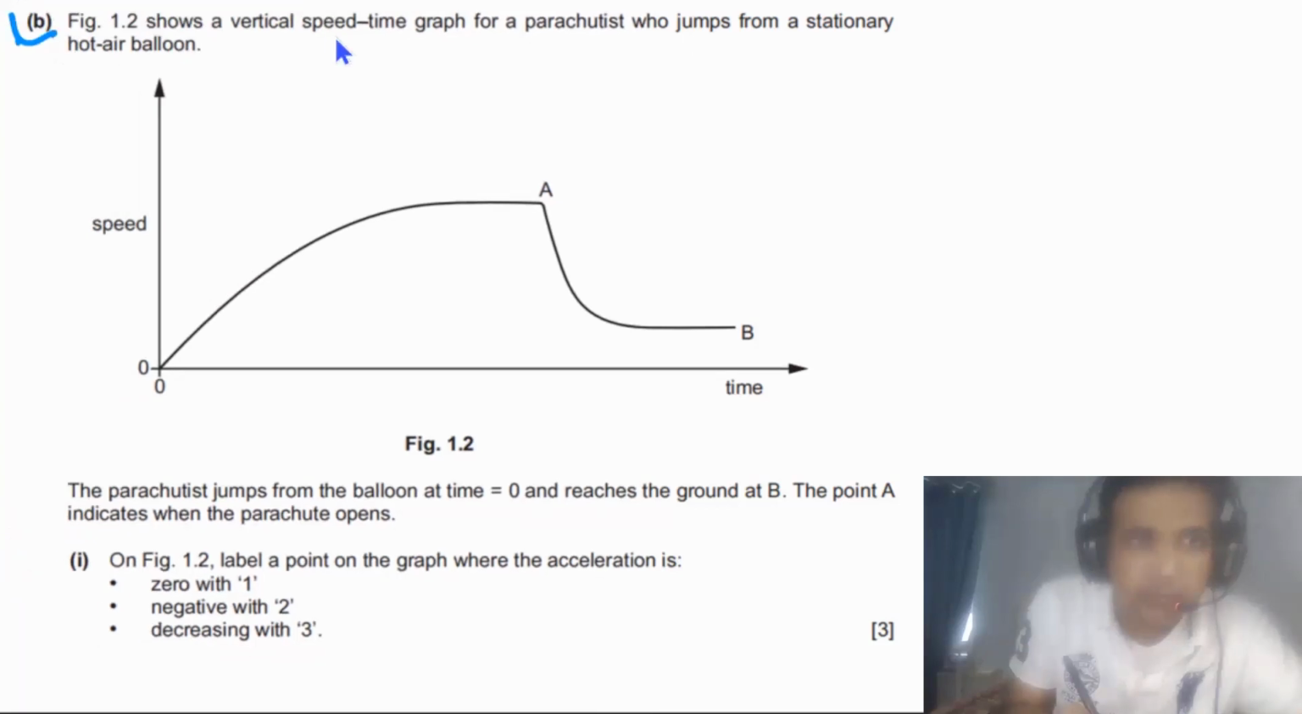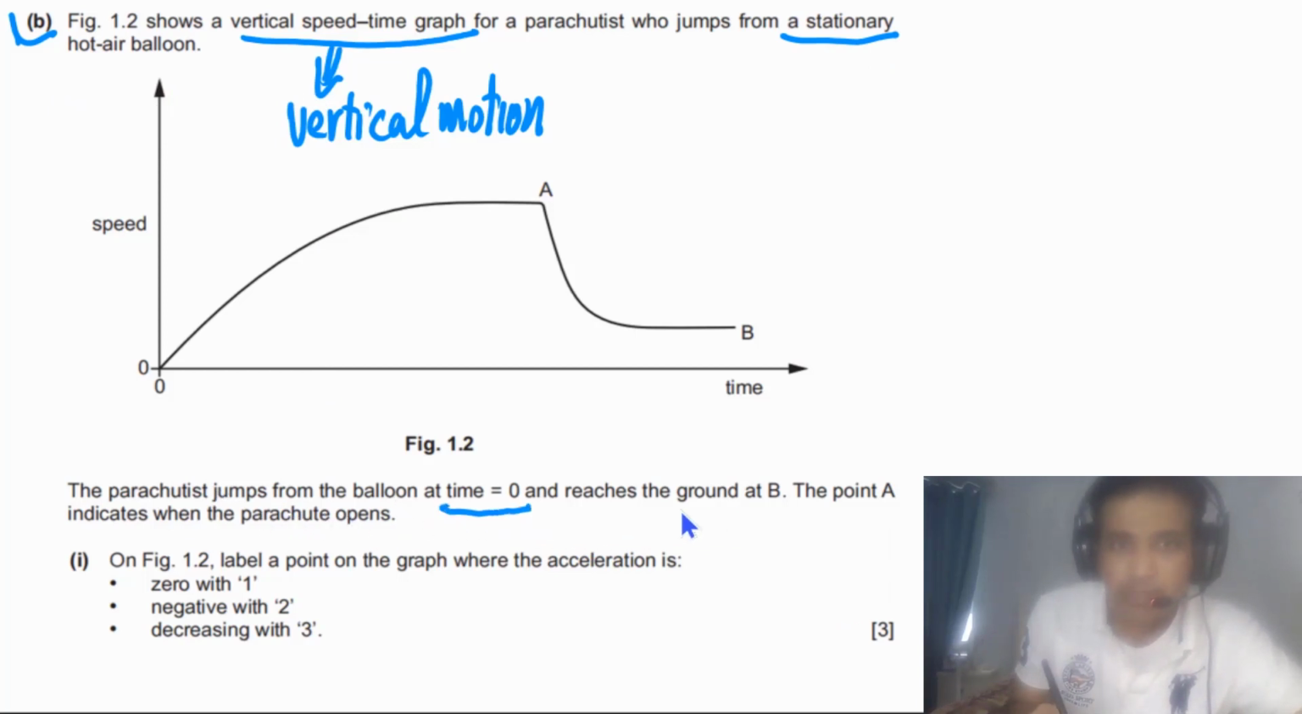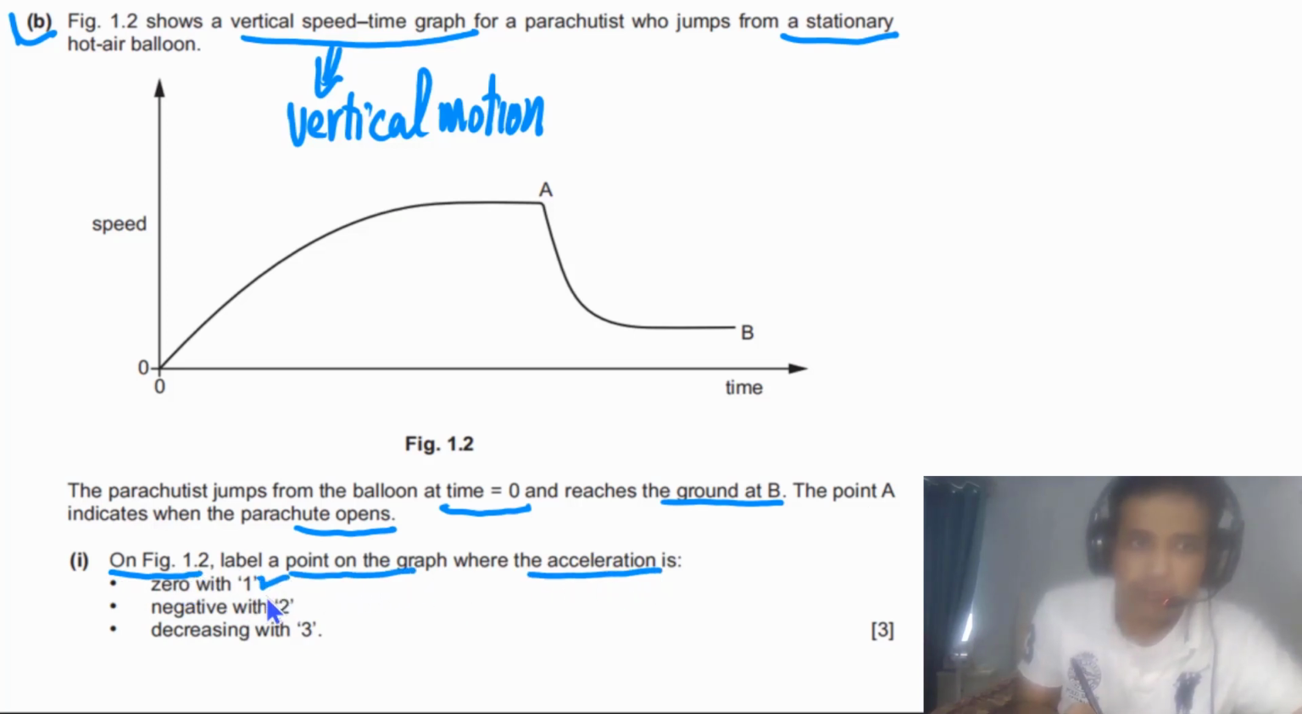Part B says figure 1.2 shows a vertical speed time graph. Vertical speed time graph simply means that we are talking about vertical motion only. It is for a parachutist who jumps from a stationary hot air balloon. The parachutist jumps from the balloon at time t equal to 0 and reaches the ground at B. The point A indicates when the parachute opens. On figure 1.2, label a point on the graph where acceleration is 0 with 1, negative with 2, decreasing with 3.